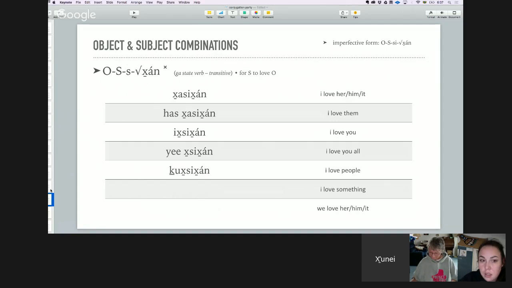I love something. Ut is going to be the something. It's that fourth person non-human. So we're going to see that pattern come. We don't use it that much, but Ut chasachan. Okay. Well, we love her, him, or it. Tusachan. So no perfective. Imperfective means we don't have to worry about the perfective marker.